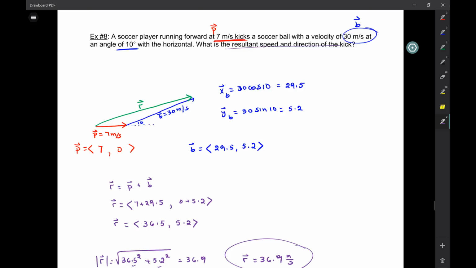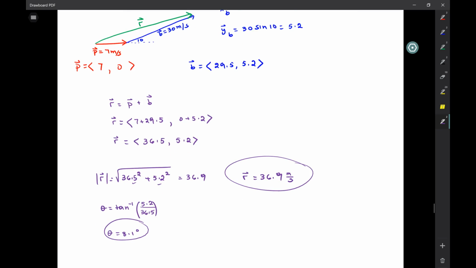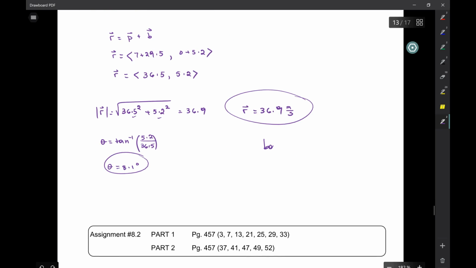So what does that mean? The guy was running at 7 meters per second. He kicked the ball at 30 meters per second. Now the ball is flying at 36.9 meters per second at an angle of 8.1 degrees.